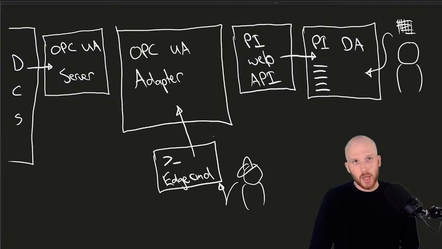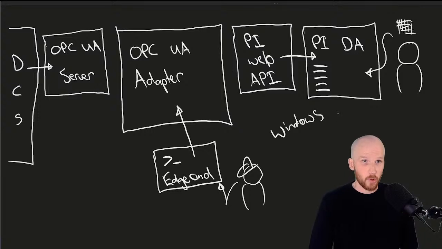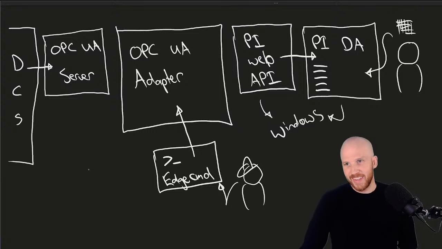The other thing to note is PyWeb API has to be Windows, and Data Archive also has to be Windows. So you're locked into Windows here, but the OPC UA adapter and server are platform agnostic. Well, a little more platform agnostic. So the OPC UA adapter is supported on Windows and Debian-based Linux. It's also supported running inside a container, if that's your thing.